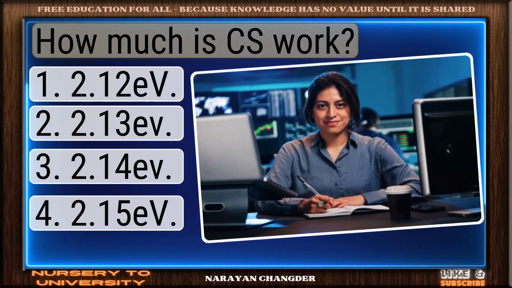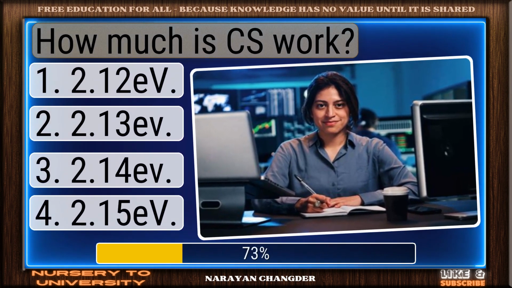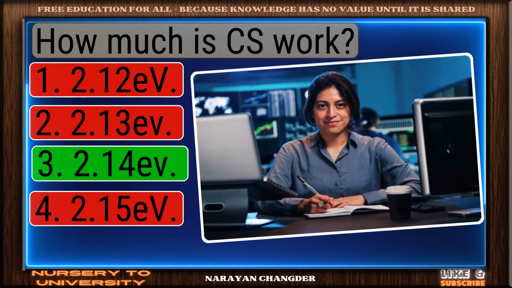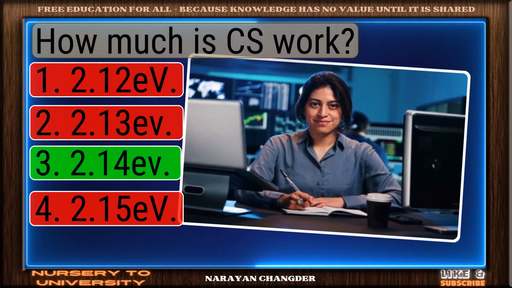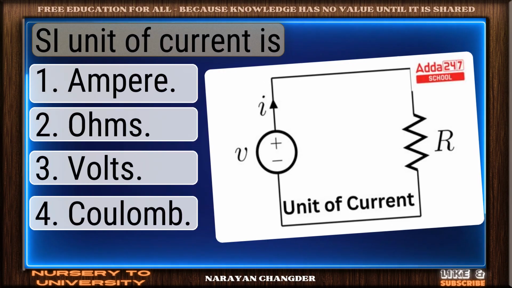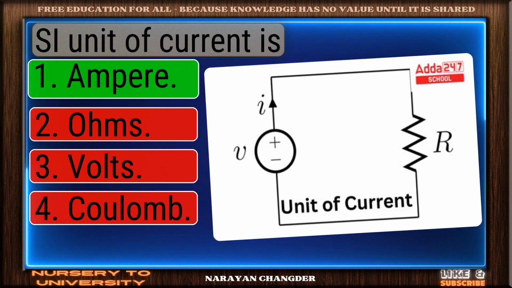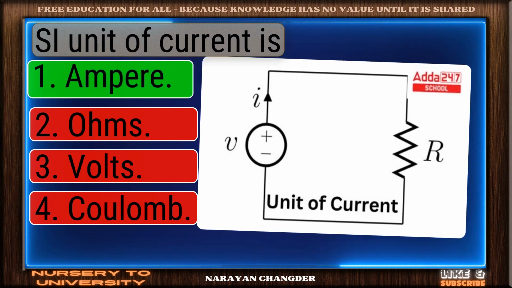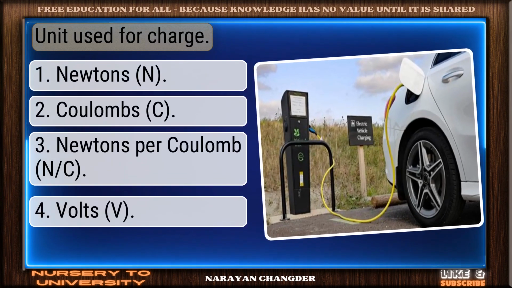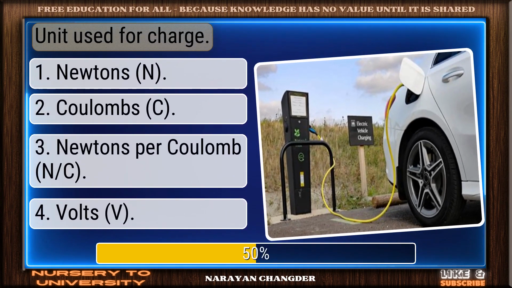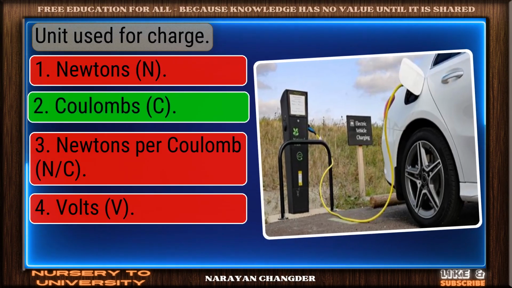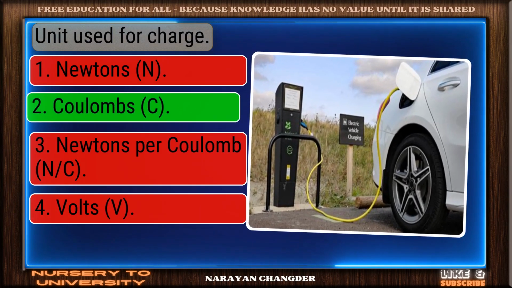How much is the work done? Solid response. 2.20 V is valid. SI unit of current is... Excellent choice. Ampere is right. Unit used for charge? Excellent. Coulombs is well reasoned.